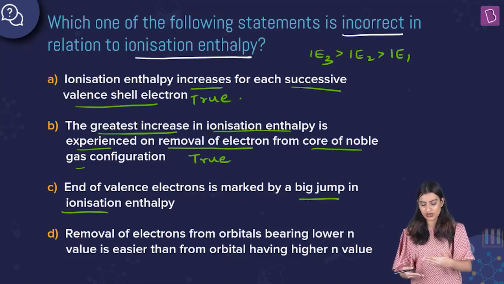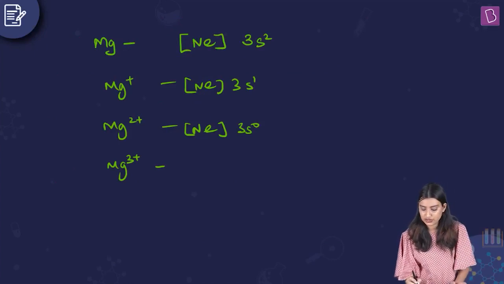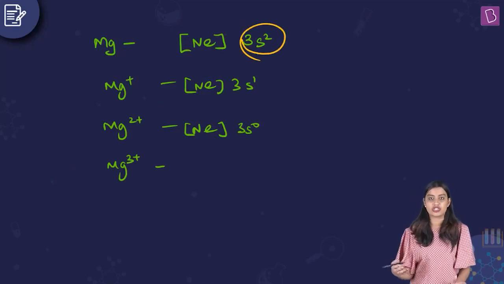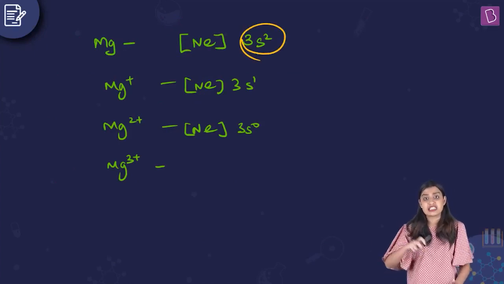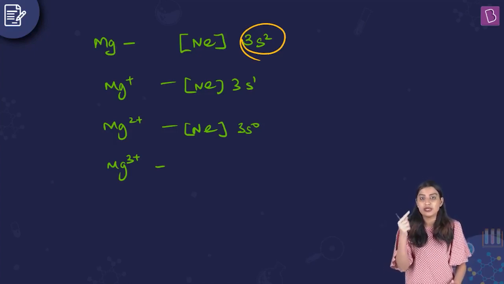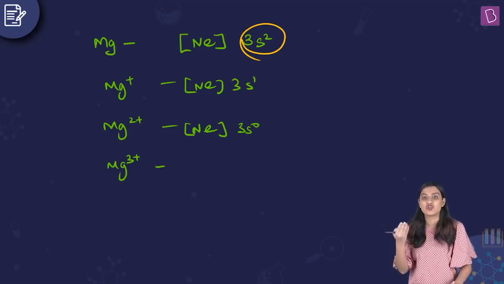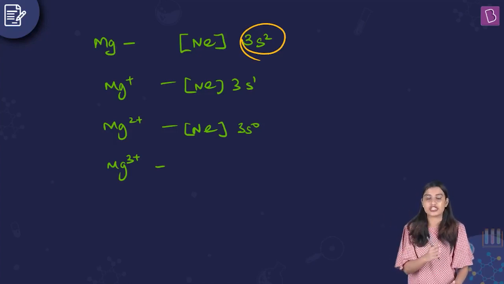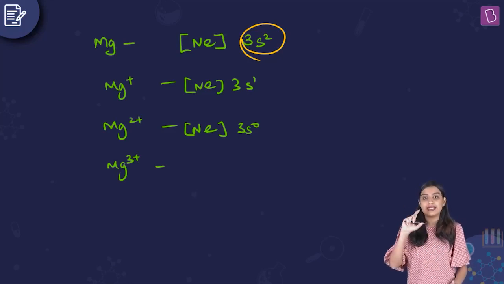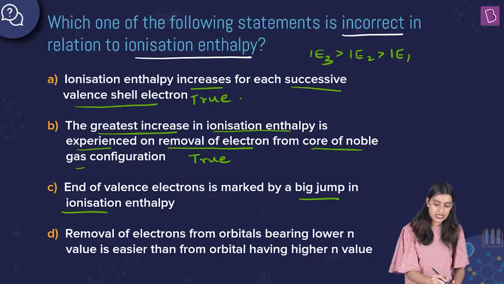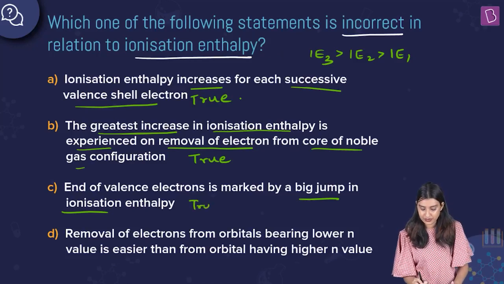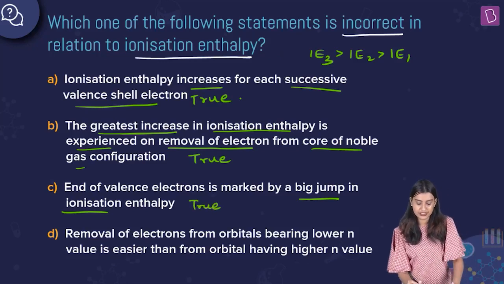Option C, end of valence electrons is marked by a big jump in the ionization enthalpy. True, right? Mostly whatever we said previously. Now, if you look at it in this case, in magnesium, 3s is your valence shell. The moment you've exhausted the valence shell and still you're trying to remove the electron, you try to make magnesium 3+. That is when you start disturbing the core electrons. So same thing, yes, the moment you exhaust your valence shell and come to another shell, you will observe a great difference in energy. This is true. Okay, cool.